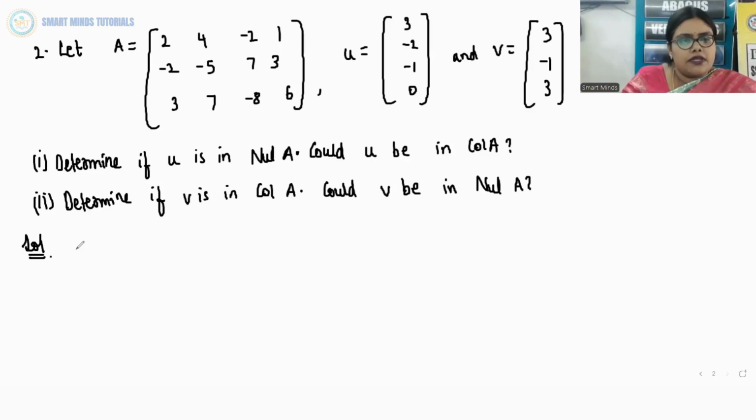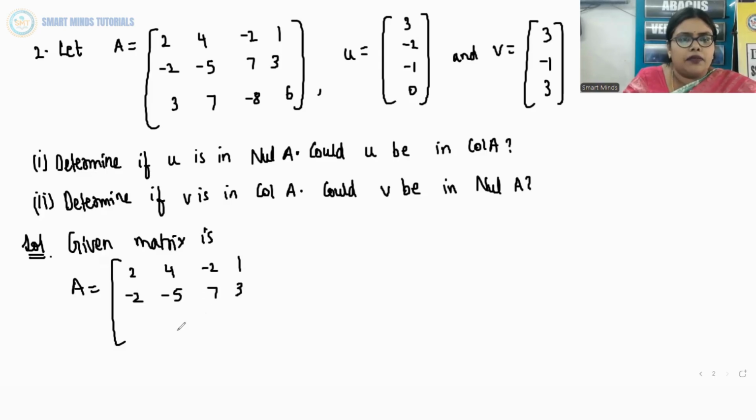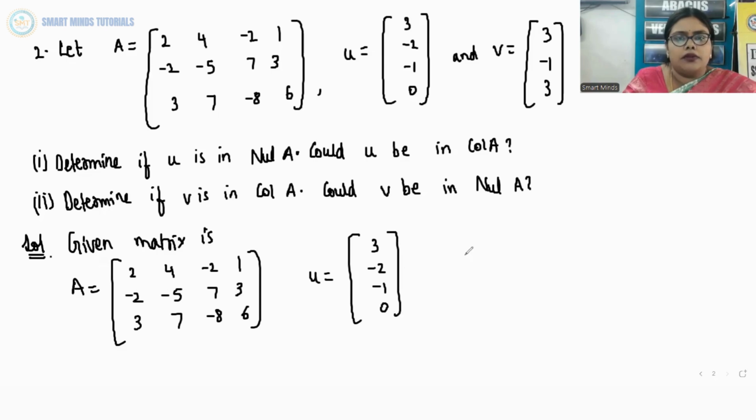Okay. So first let us write what is the given matrix. So given matrix is A equal to 2, 4, -2, 1. -2, -5, 7, 3. 3, 7, -8, 6. Then U equals 3, -2, -1, 0. V equals 3, -1, 3.